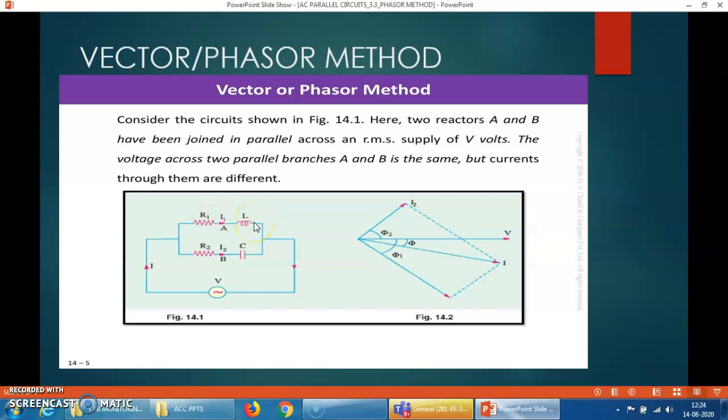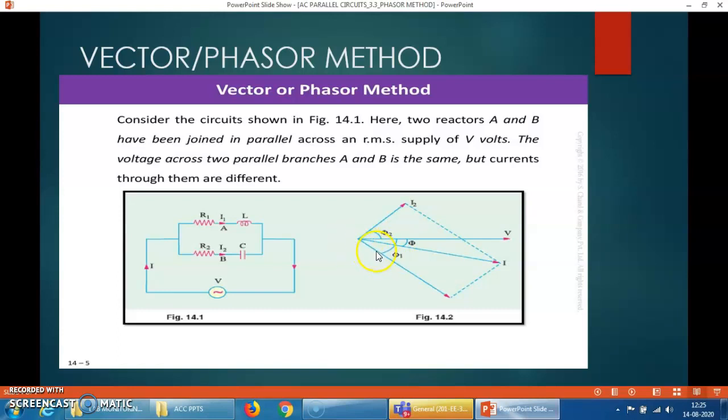So the same current is flowing through both the elements, and the voltage across the first branch is V. What is the phase difference between V and I1? As I1 is flowing through the RL series branch, an inductor is present, and if an inductor is in a circuit, then current is always lagging. There is a phase angle phi 1, the phase difference between the voltage and the current I1.